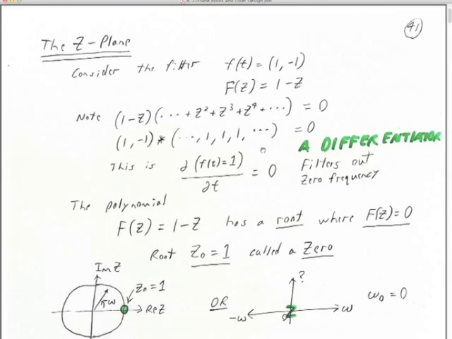That's something that we'll start with tomorrow at 11. Think about what kind of filter this filter time series is, and what the implication is of having this particular z transform for that filter.